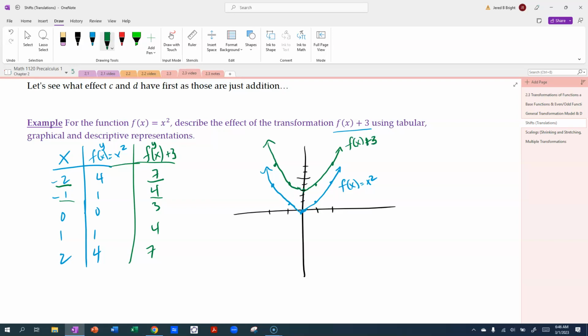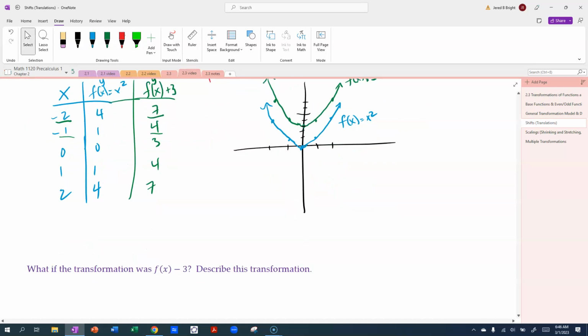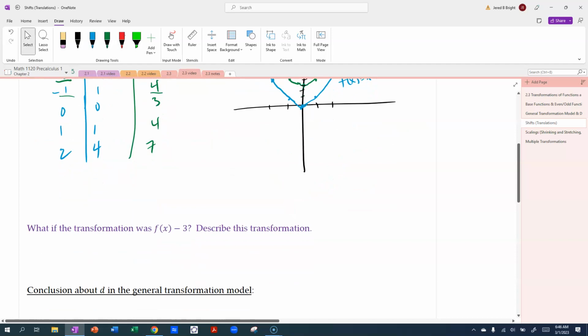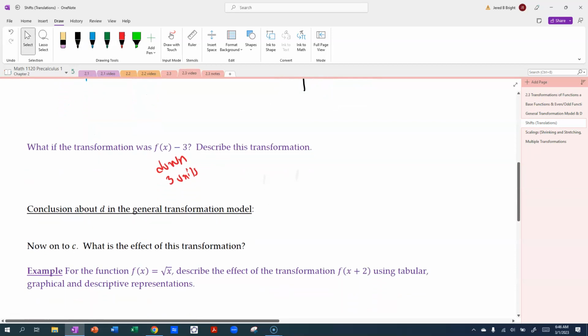Okay, so what was the effect? It went up by 3 units. Okay, fine. Descriptive representation is done. So, up 3 units. And what if it was -3? Well, that would probably go down 3 units. And you could do it with a table as well. We're just not going to.